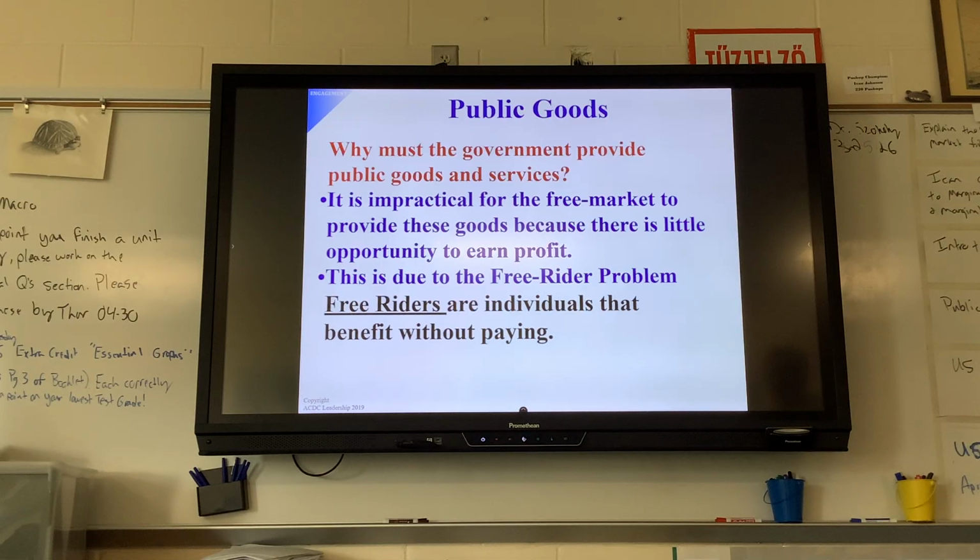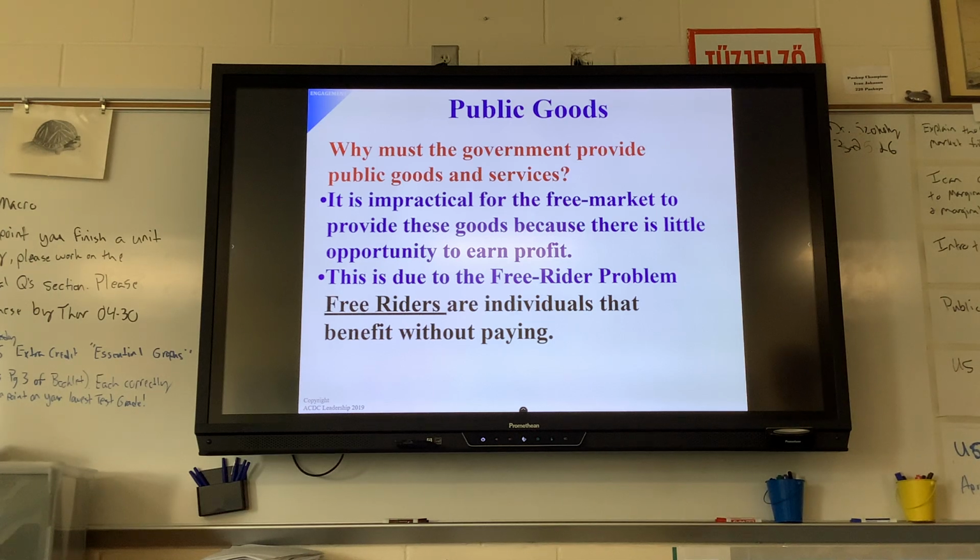To go back to the example we talked about the other day with roads, right? If roads were built by private businesses, it would be very difficult to keep people off of the roads, even if they're not paying for them. Right? So with public goods, they have to be available to everybody, whether they pay taxes or not.